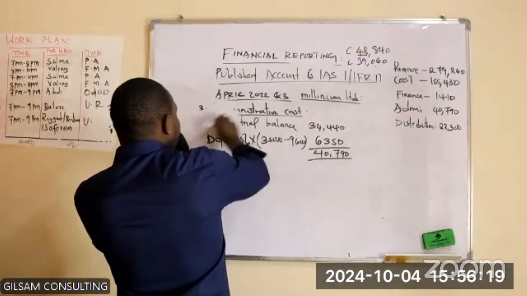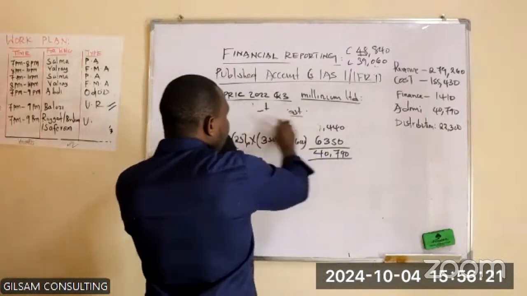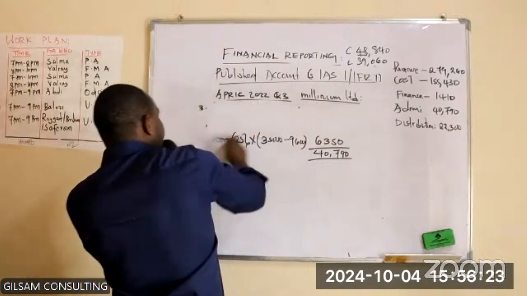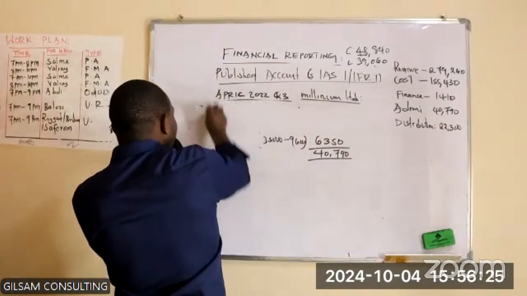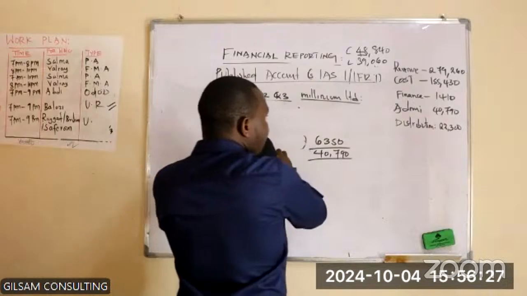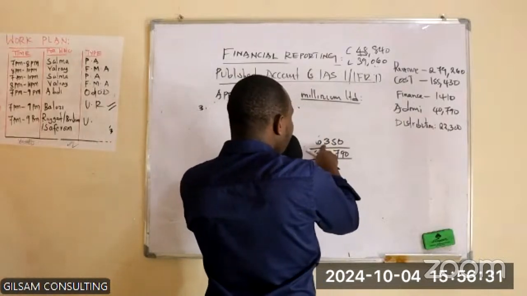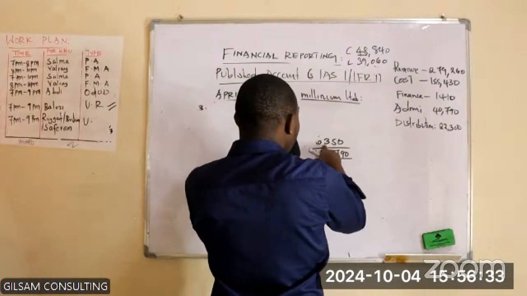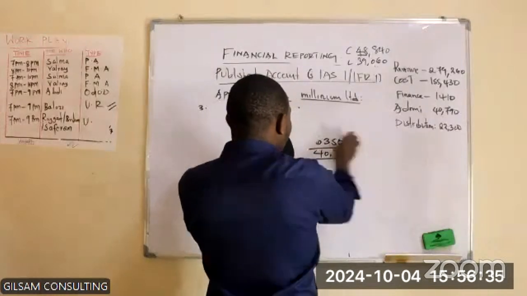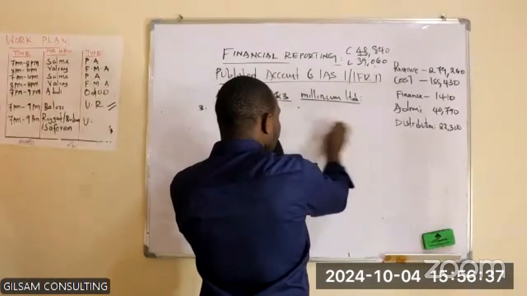We haven't seen any other income and tax account. That is the only thing remaining as per our format. So this is depreciation for furniture and fittings, 6,350. Don't forget that, 6,350.